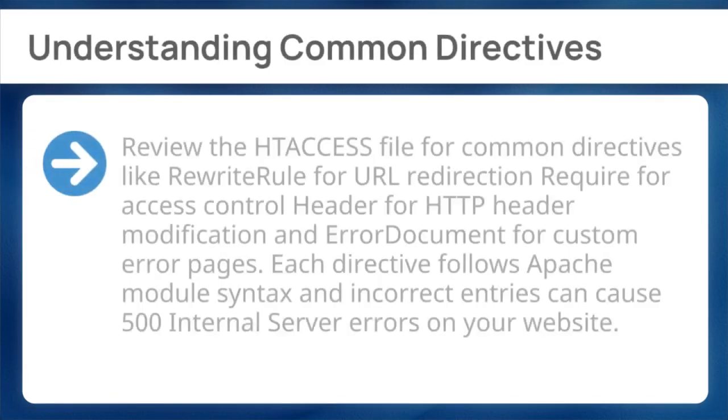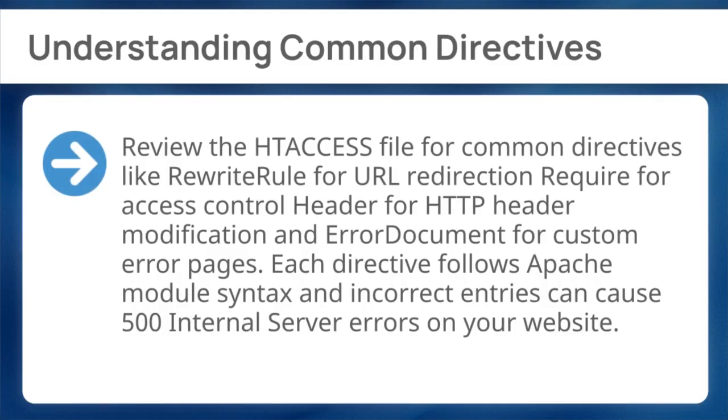Next, understanding common directives. Review the .htaccess file for common directives like RewriteRule for URL redirection, Require for access control, Header for HTTP header modification, and ErrorDocument for custom error pages. Each directive follows Apache module syntax, and incorrect entries can cause 500 internal server errors on your website.